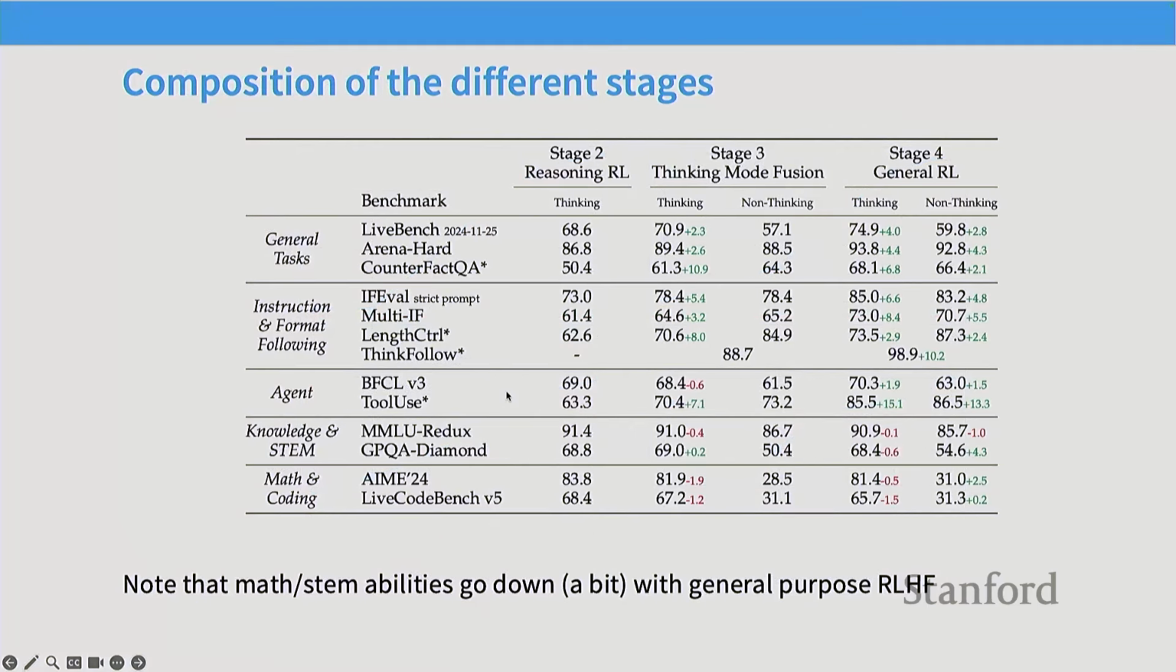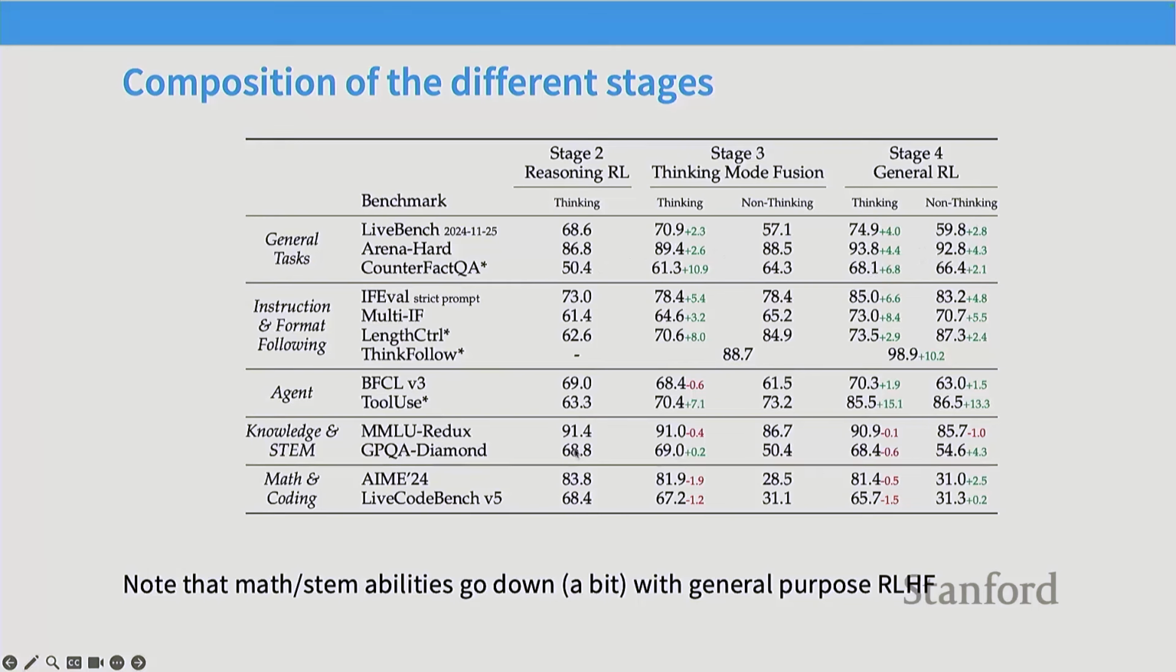And you can look at Qwen 3, which also does a nice ablation where they give you the performance at the reasoning RL stage, at the thinking mode fusion stage, and at the general RL stage. And one thing that's very interesting to me here is that if you look at the first two sets of rows, the general task and the instruction following ones, reasoning RL helps, thinking mode fusion helps, and of course RLHF continues to help here as well, right? Kind of everything helps in this regime.